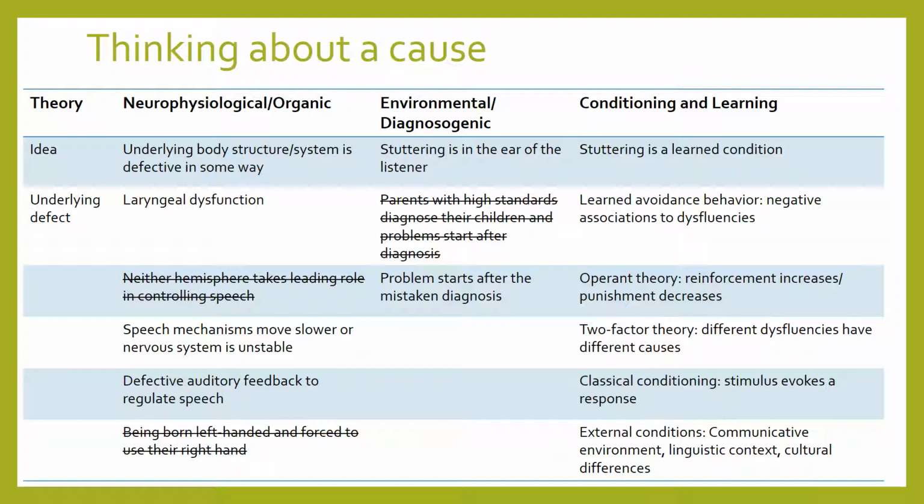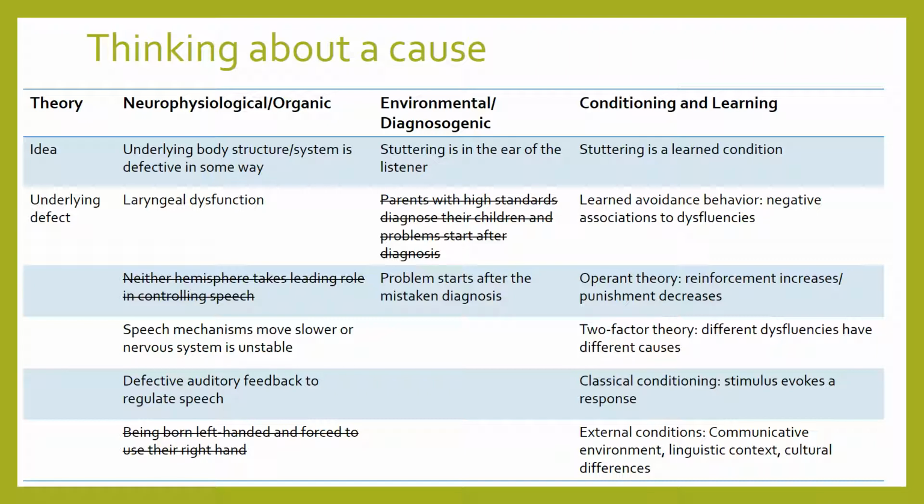And then we have from the conditioning and learning that the idea of stuttering is a learned condition. So it is either a learned avoidance behavior where there is a negative association to disfluencies. So we have our typical disfluencies. The child gets frustrated that they're disfluent, and so they're more likely to stutter because of that. There's also the operant theory, where reinforcement of stuttering increases stuttering and punishment decreases stuttering.